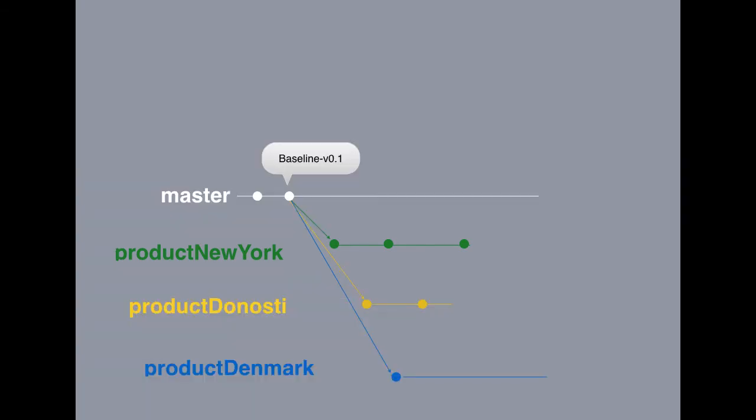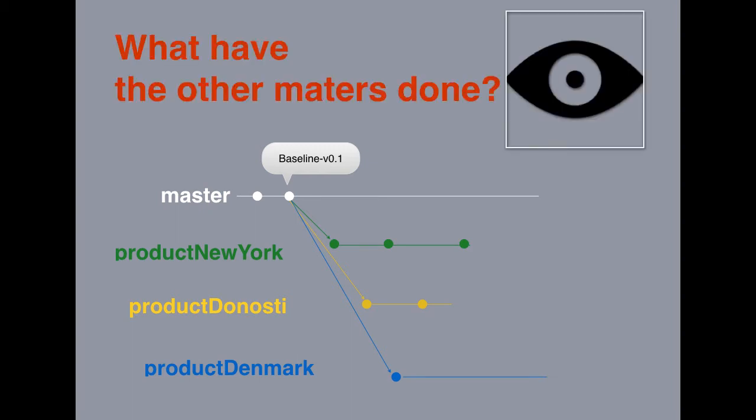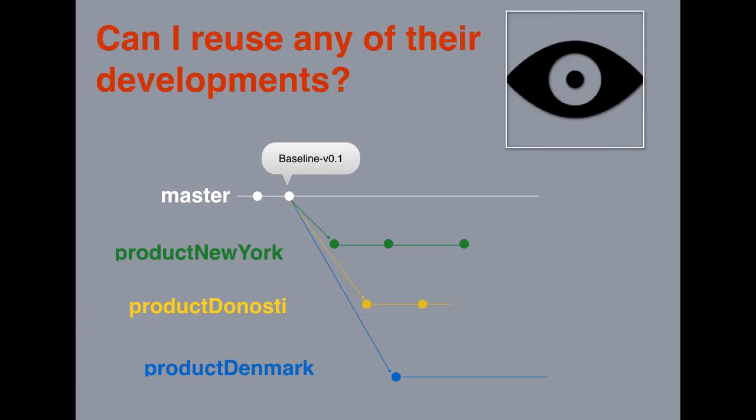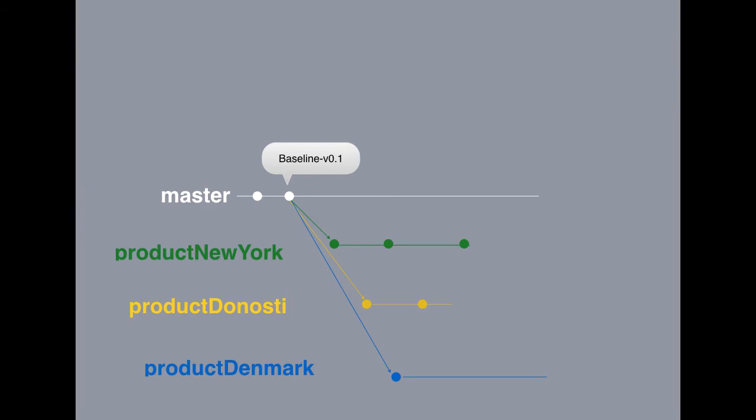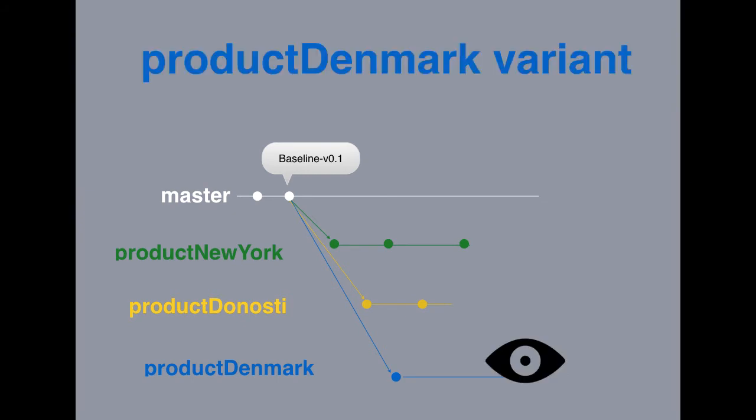In this situation, product teams might want to peer in others' customizations during development. They might be wondering what other teams have done, and if they can reuse any of their developments. For instance, Team Denmark might want to peer into other product branches during development. This calls for version control systems to have a peering functionality.